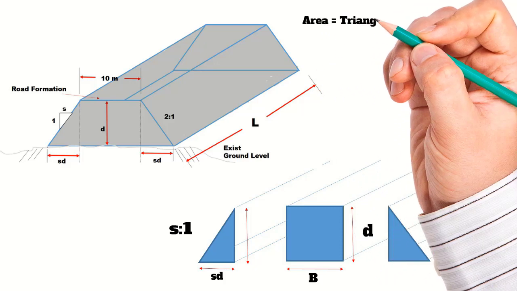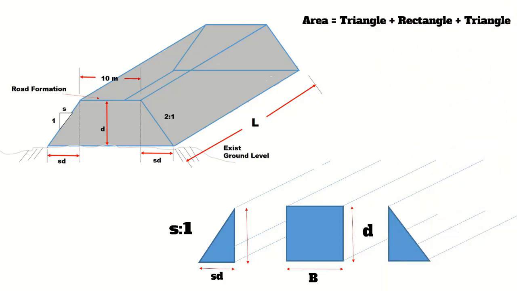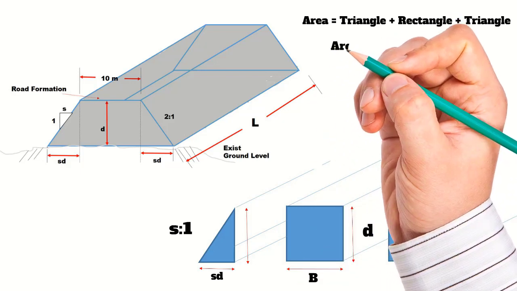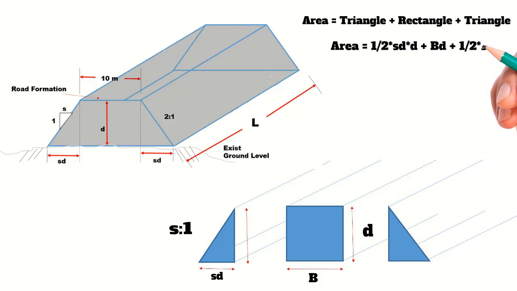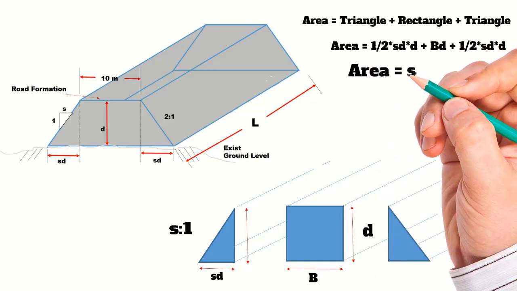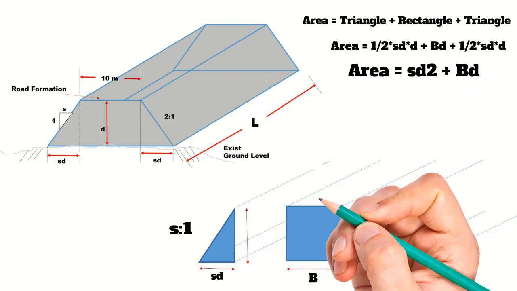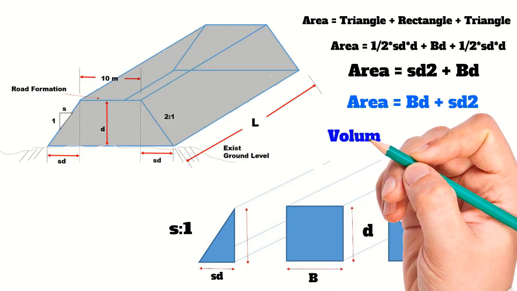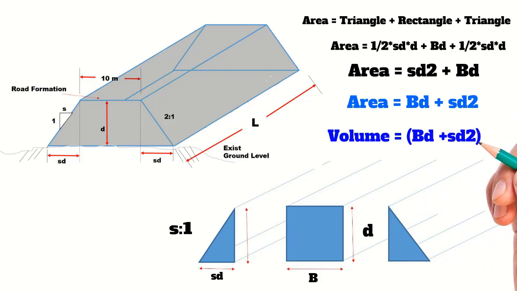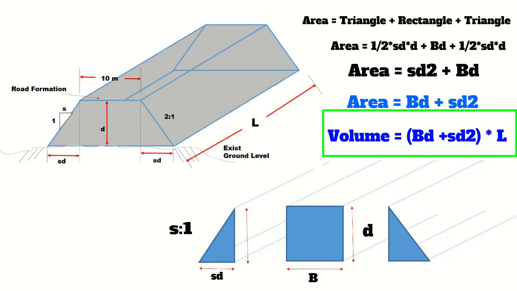The total section area of the trapezoid will be equal to the area of the rectangle plus the area of two triangles. The area of a triangle is equal to half into Sd into d. The area of the rectangle is equal to Bd, plus the area of the other triangle, half into Sd into d. So the total area will be equal to Sd square plus Bd, that is Bd plus Sd square. In this formula, small d is the average or mean depth between two changes. Once we find the section area at each change, we multiply it with the change interval, that is 30 meters constant in our case, which will give us the volume of the road between two changes. So the volume is equal to (Bd plus Sd square) into L.